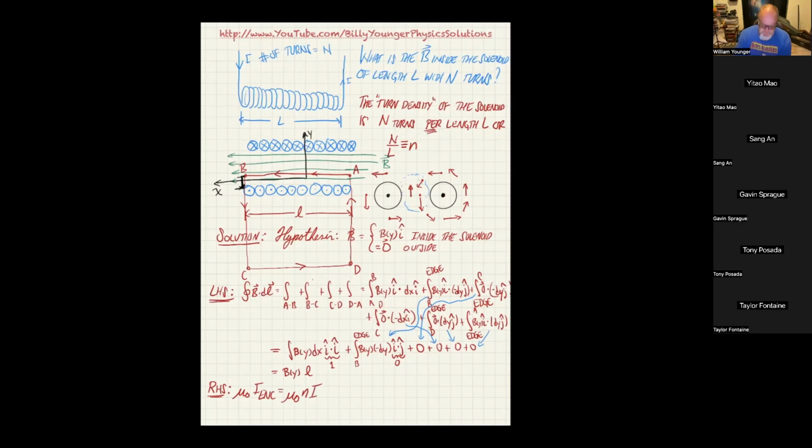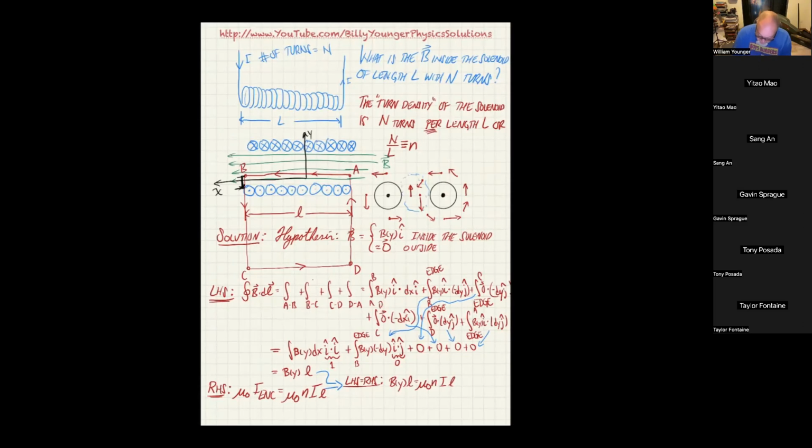Any questions on that? So now I'm going to say left-hand side equals right-hand side. And that gives me B of y times L is equal to mu 0 n times I. Oops, n times I times L. Sorry about that. Remember, I have to actually multiply n times L to get the number of current carrying wires. So I don't know why I left off that L, but that's why that has to be there.